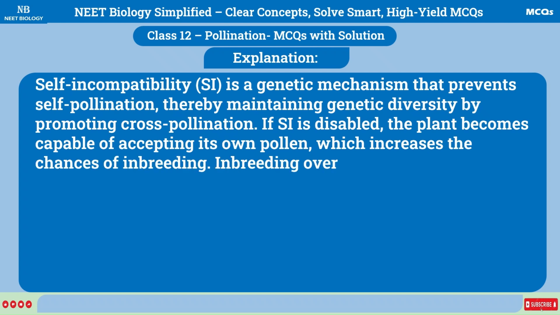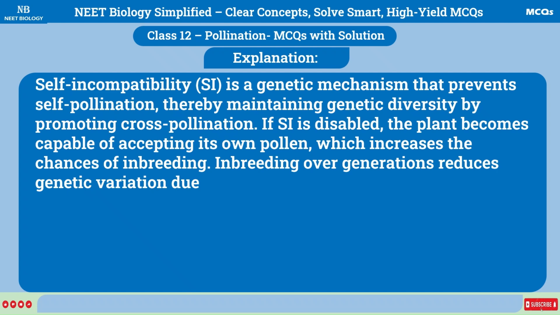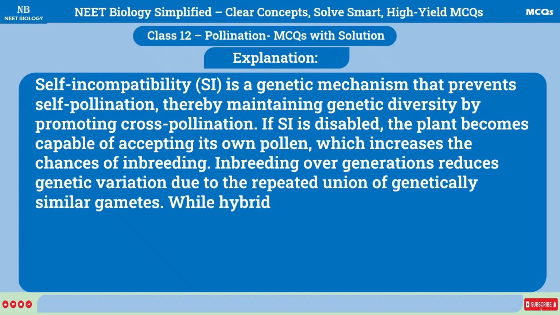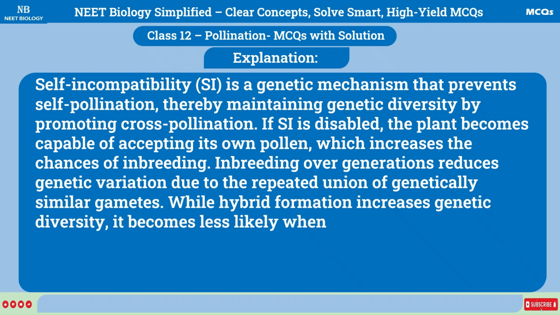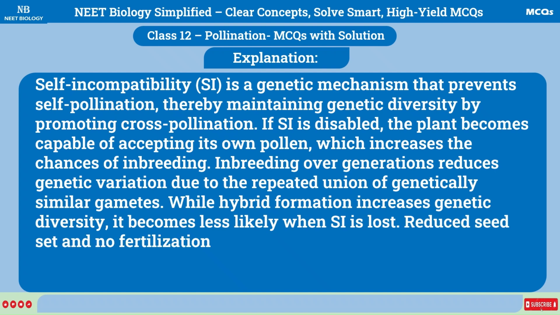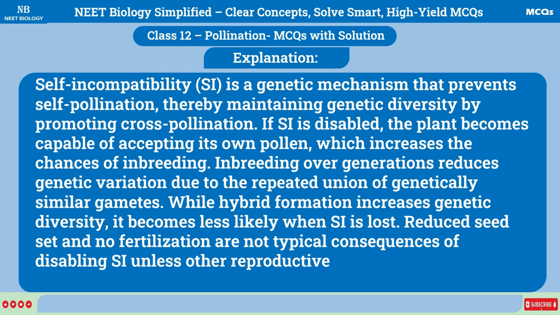Inbreeding over generations reduces genetic variation due to the repeated union of genetically similar gametes. While hybrid formation increases genetic diversity, it becomes less likely when C is lost. Reduced seed set and no fertilization are not typical consequences of disabling C unless other reproductive barriers exist.